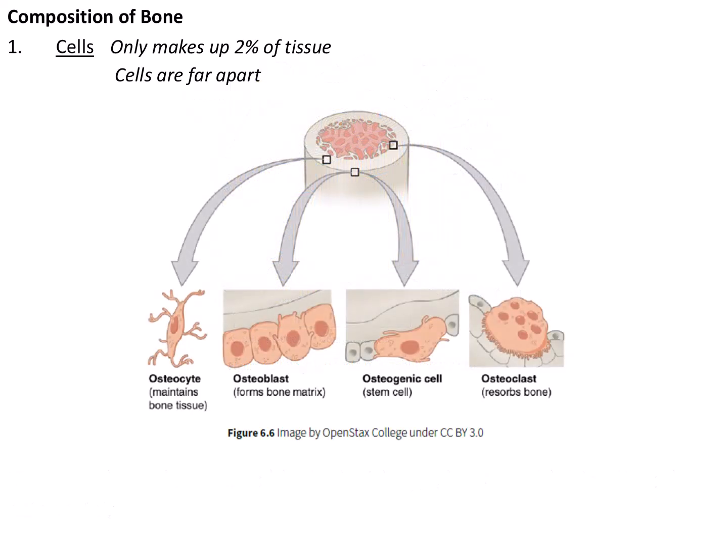Let's look at the composition of bone, remembering that bone is classified as a connective tissue, which means that there are very few cells, yet we have a lot of ground substance. The cells of the bone only make up about 2% of bone tissue and are very far apart. There are 4 different cell types that are found in bone. The osteocyte is a mature bone cell that maintains the bone matrix. As the osteocyte produces bone matrix, it gets trapped and forms the lacuna.